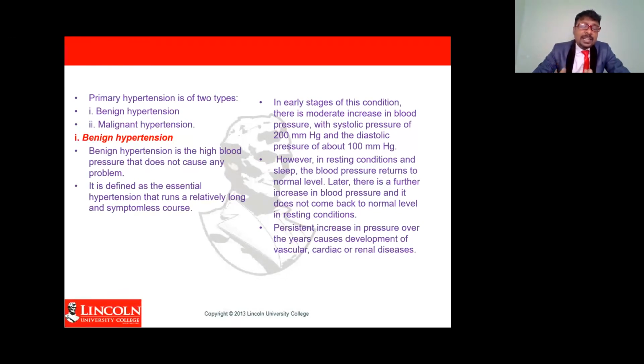But in some cases, as age progresses, the pressure is not controlled, and in the future they may get other complications. In the initial period the symptoms are less, that means a symptomless course. But if it is not controlled as age progresses, it may develop into cardiac problems, vascular problems, and renal problems. This type of hypertension is called benign hypertension. It is a symptomless course, but in progression they may get symptoms.